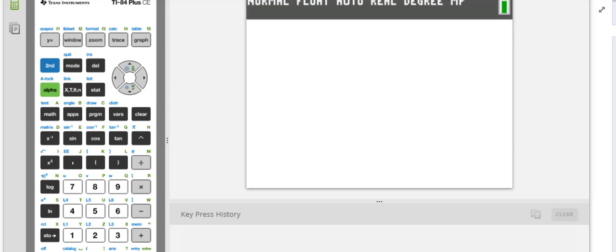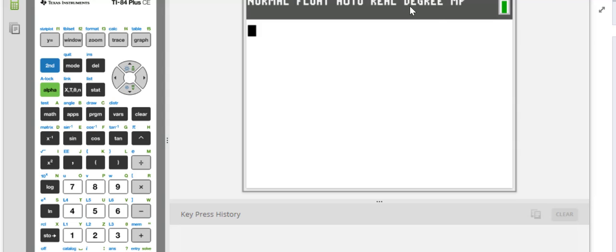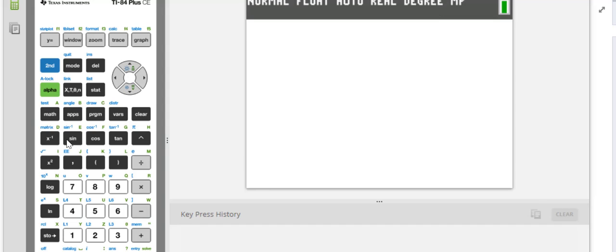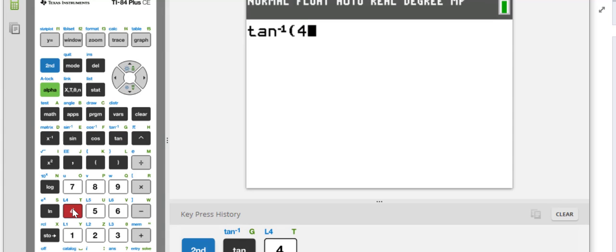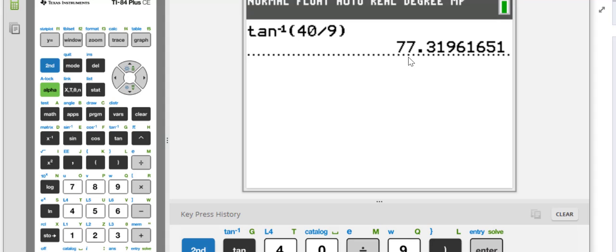If you have a TI calculator, remember, make sure it says degree like it does up here at the top. And if you look on the calculator, it says sine, cosine, and tangent, those buttons that we've been using. But right above it in little, small, tiny writing, it says sine -1, cosine -1, tangent -1. So that's what we're going to use. We're going to have to type in second and then that button in order to get our inverse tangent. And then I can type in our 40 divided by 9 for this problem to get our final answer.